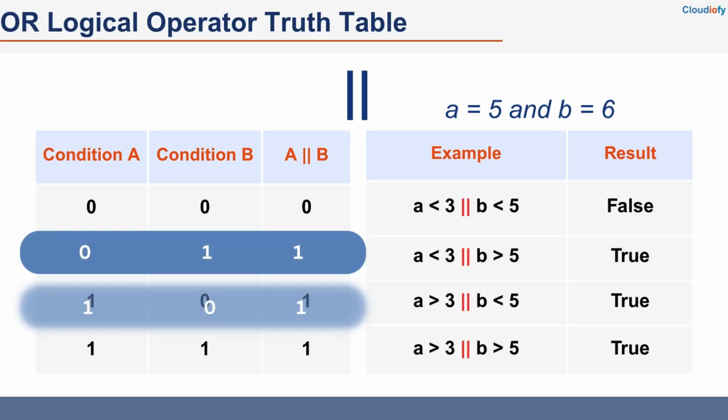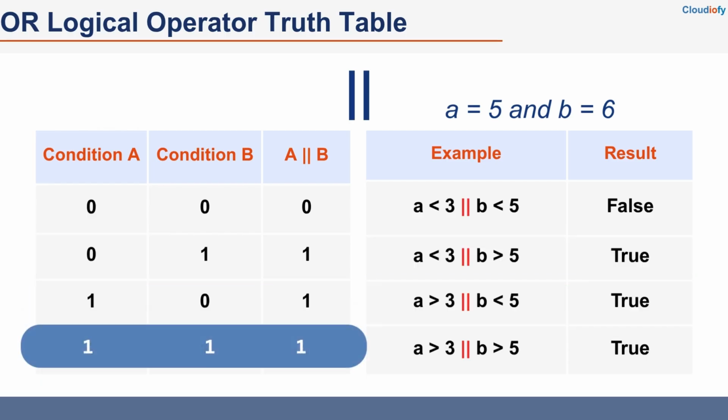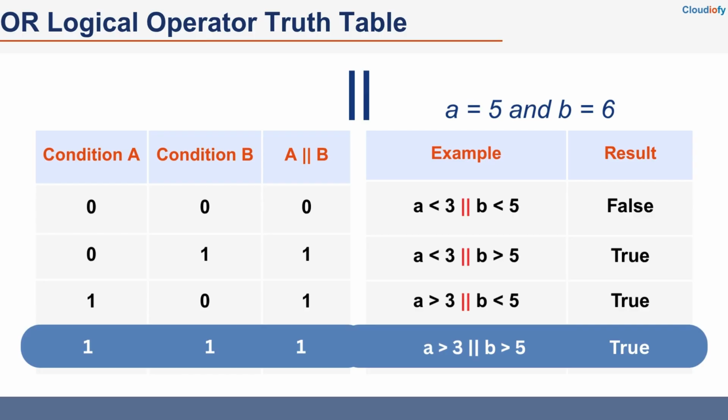Next, if at least one condition is true, the result is 1, which means true. Like A is less than 3 or B is greater than 5. One condition is true, and the OR operator only needs one to be true. So the final result is true. Next, when both conditions are true, the result is still true, like A is greater than 3 or B is greater than 5. Since both conditions are true, the OR operator still gives true.